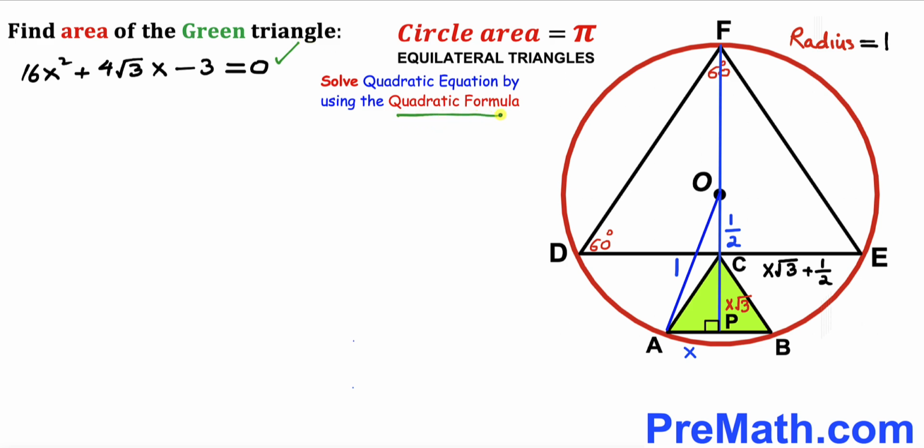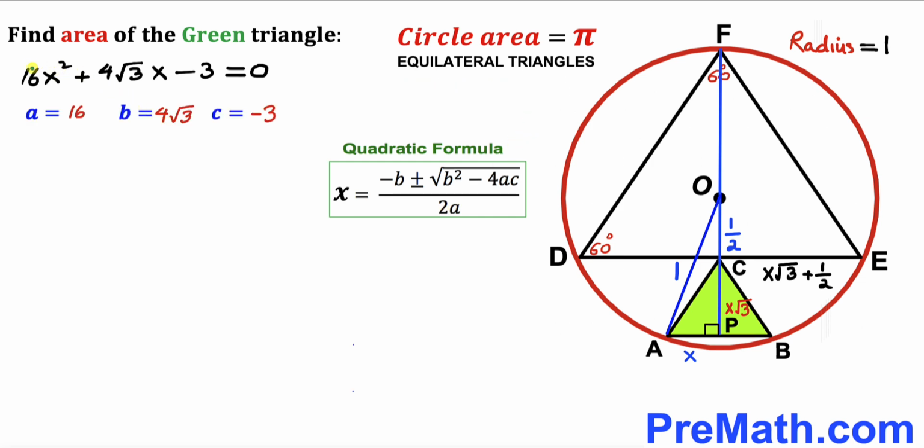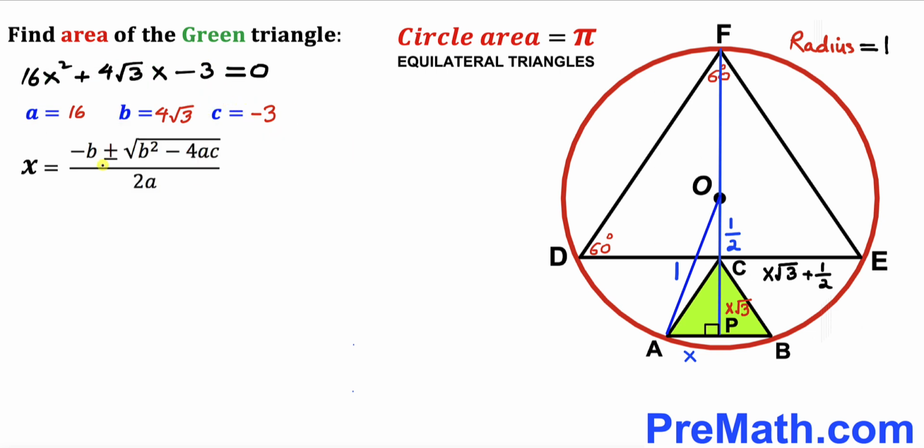And now we can see that this is our quadratic equation, and we are going to solve it by using the quadratic formula. And here's our quadratic formula that we will be using. And here we can see our coefficient A is 16, B is 4 times square root of 3, and finally this constant C is negative 3. So let's go ahead and fill in the blanks in this quadratic formula.